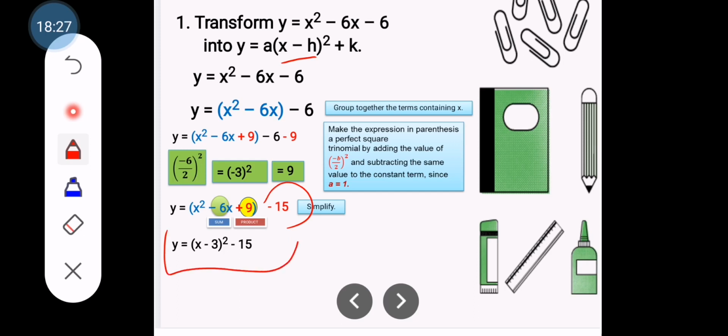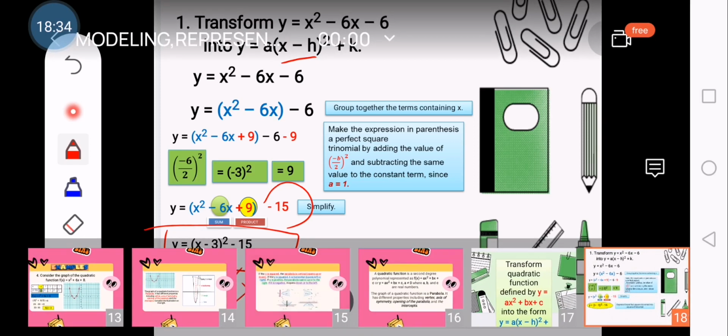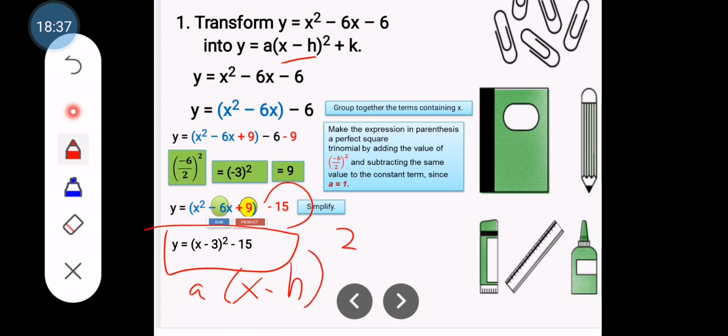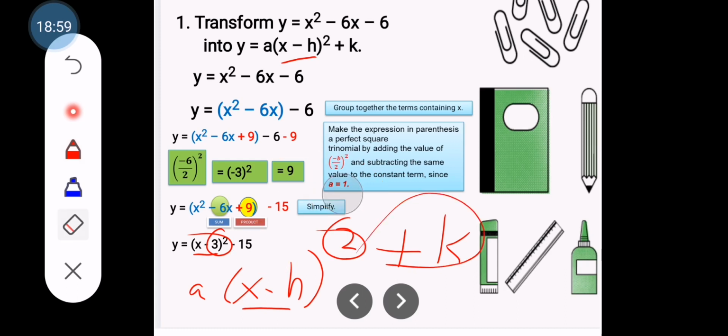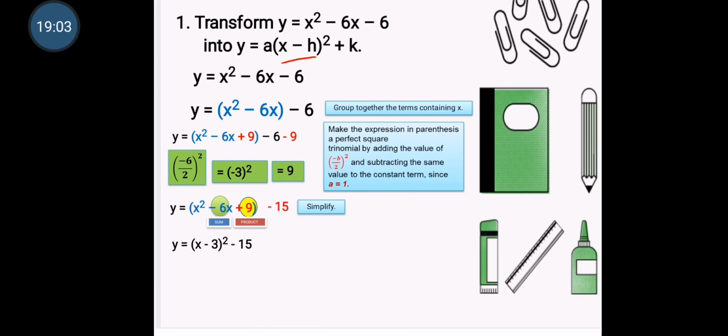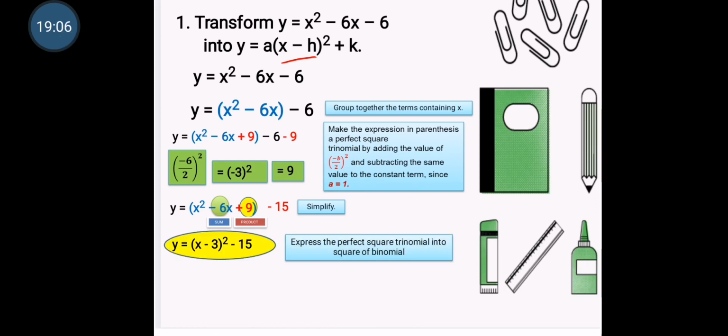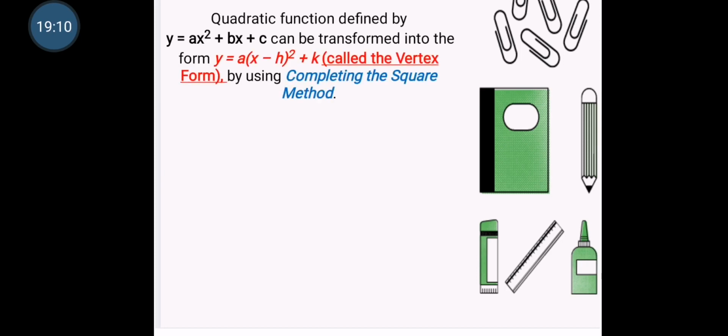So, therefore, this is already the vertex form kasi yan na yung pattern ng a times (x minus h) squared plus k. So, ang a natin is itong nandito sa gilid ni x. So, lahat ng invisible, that is, ito yon 1. Then, x minus h. So, ito na yung x minus 3. So, square, ito yon. And then, ito naman ang k natin. So, that is the vertex form. So, ganun lang kasimple. Okay? And, don't forget, quadratic function defined by ax squared plus bx plus c can be transformed into, ayan. So, that pattern is called vertex form.